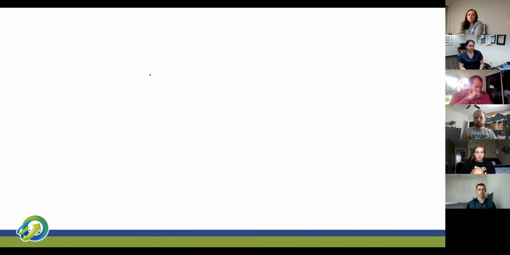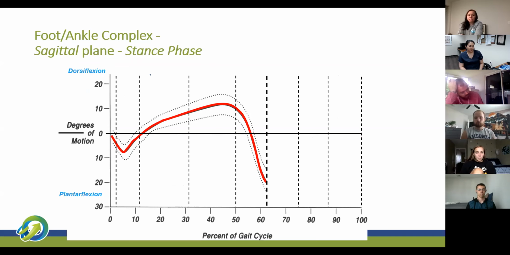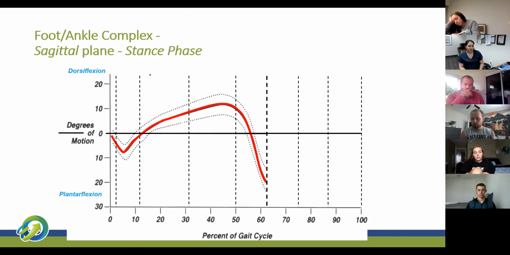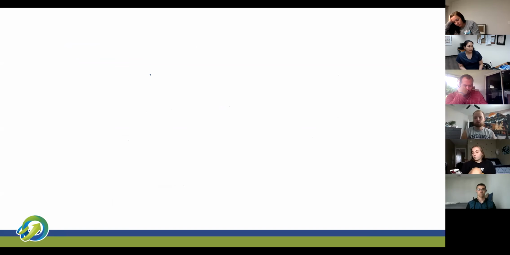So that was a summary of stance phase. Okay, so I thought we got into swing. We should. Okay. So this is basically just the summary of the stance phase and what occurs at each phase. So now we're going to get into the 40% of the gait cycle, which is the swing phase.